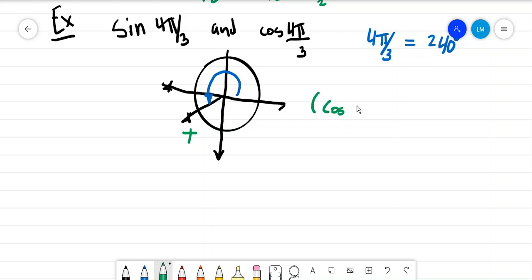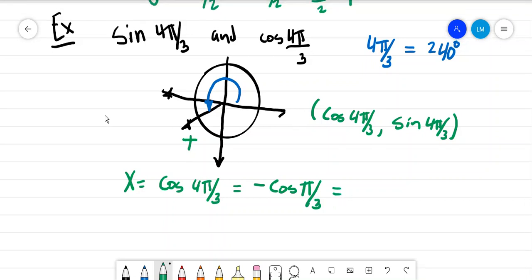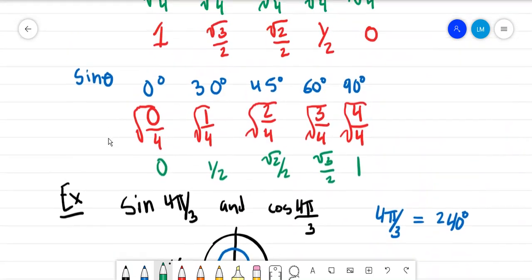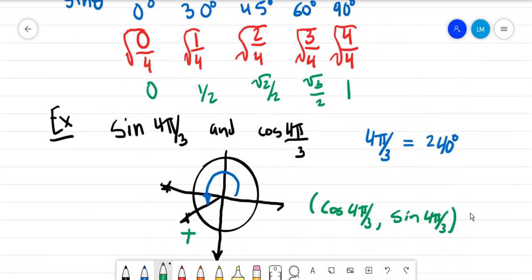So I have the ordered pair is cosine 4 pi over 3, comma, sine of 4 pi over 3, and all that we need to do here is just find each of those. So x is equal to cosine of 4 pi over 3, but basically it's going to be negative, and you should also realize that the reference angle is pi over 3. And from there, it's just a matter of knowing cosine of pi over 3. Now cosine of pi over 3 is cosine of 60, so over here we found that 60 was 1/2, so it's going to be -1/2.